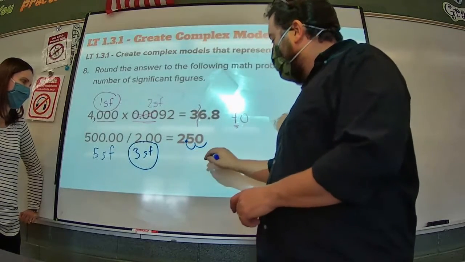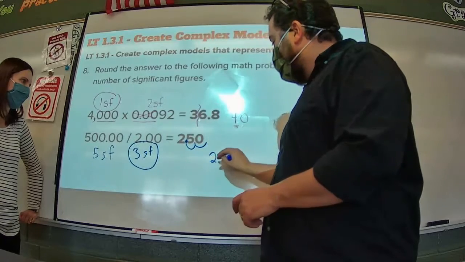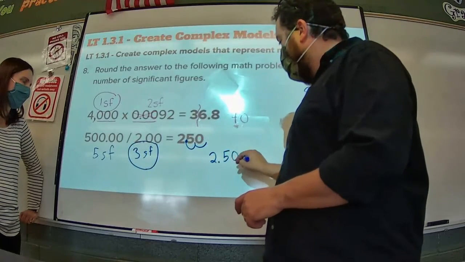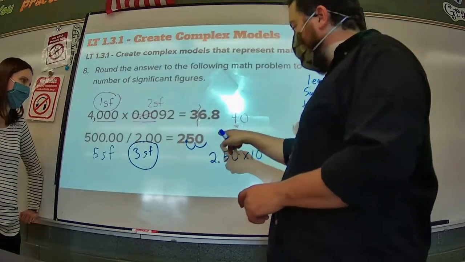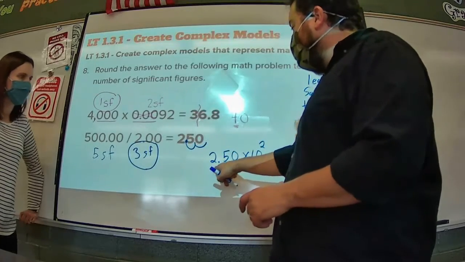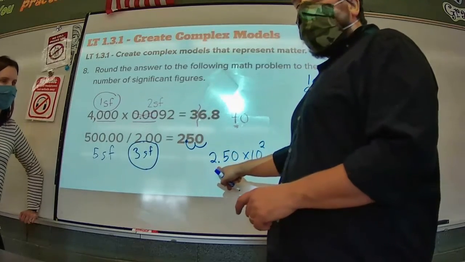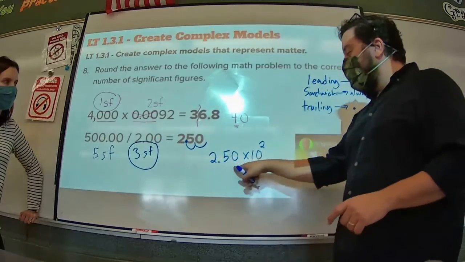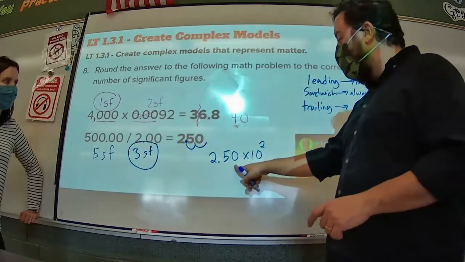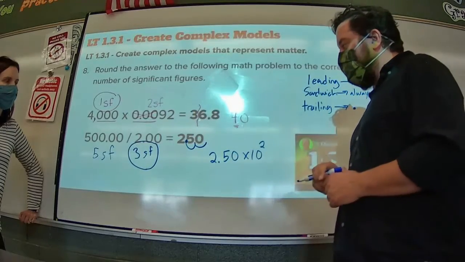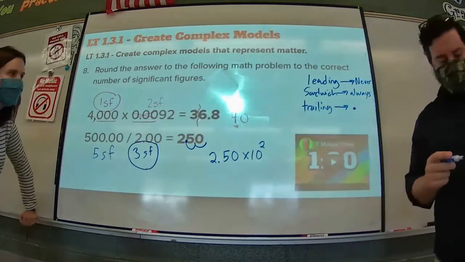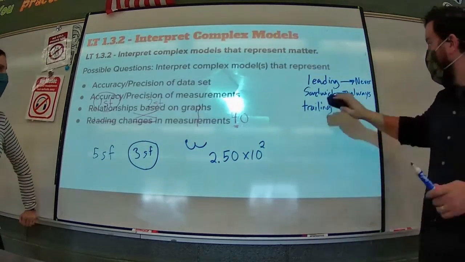In between the 2 and the 5, I use scientific notation when I do that. I moved it twice, so it's 2, and it's a big number, so it's positive. So when I put that decimal there, now all of these numbers count, including the 0. Now we have a trailing 0 with a decimal, so now I have 3 significant figures. Okay. All right, so let's move on.